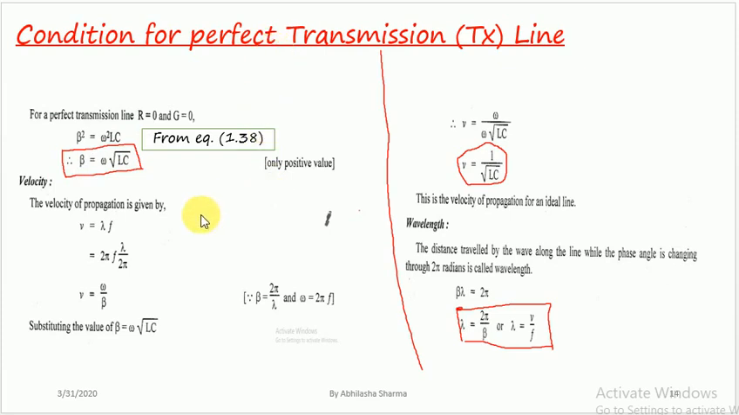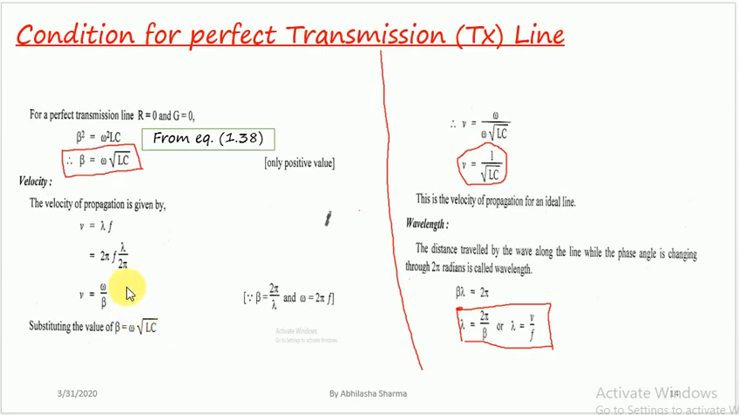So now that we have calculated this beta, we calculate the next value, that is the velocity. What is the velocity? The velocity is equivalent to lambda into f. Whenever we multiply and divide this equation by 2 pi, this velocity is equivalent to omega over beta. So what is the value of beta from the above equation? Beta is equivalent to omega root LC.